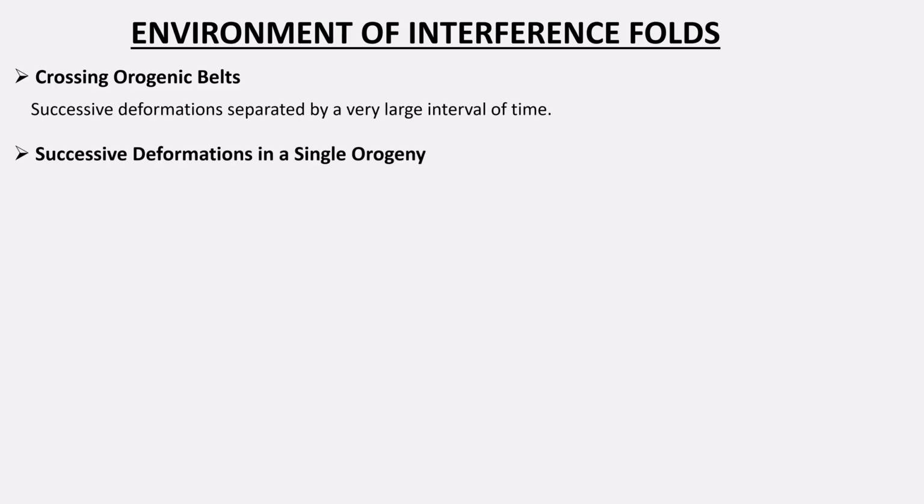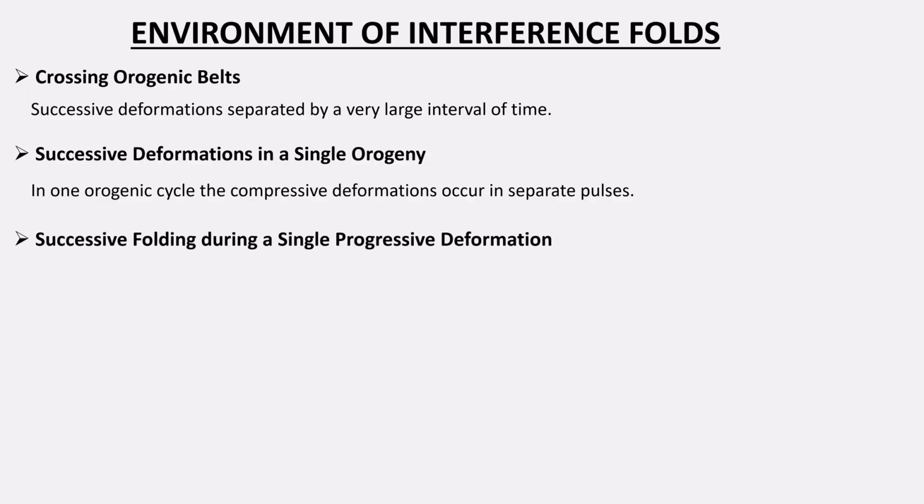Now, before jumping into the classification of this type of folding, let's see where it can occur. First one is the crossing orogenic belts. This type of folding can form in layered rocks which suffer successive deformations separated by very large intervals of time. The second one is successive deformation in a single orogeny. In one orogenic cycle, this type of folding can form when the compressive deformation occurs in separate pulses.